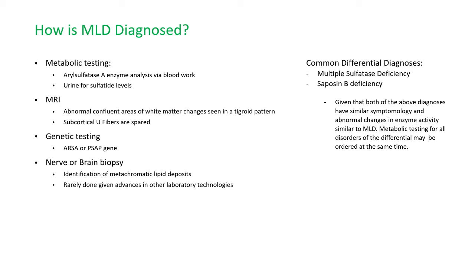Common differential diagnoses include multiple sulfatase deficiency and saposin B deficiency. Given that both of these diagnoses have similar symptomology and abnormal changes in enzyme level similar to MLD, metabolic testing for all disorders of the differential may be ordered at the same time.